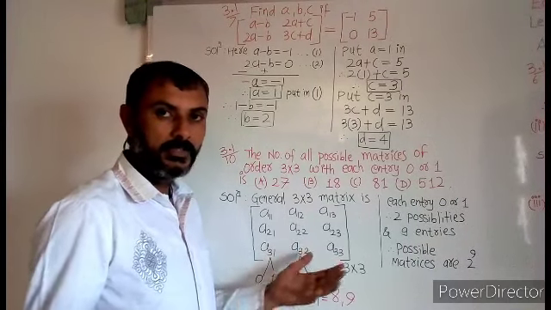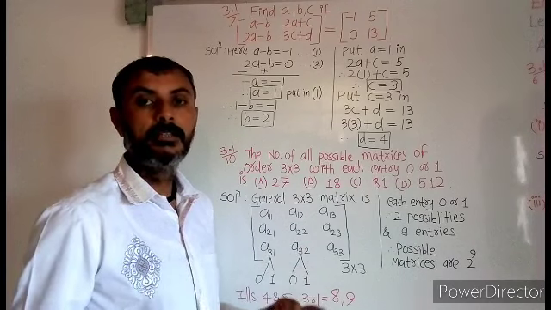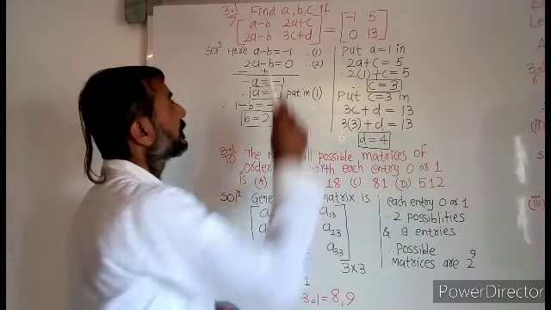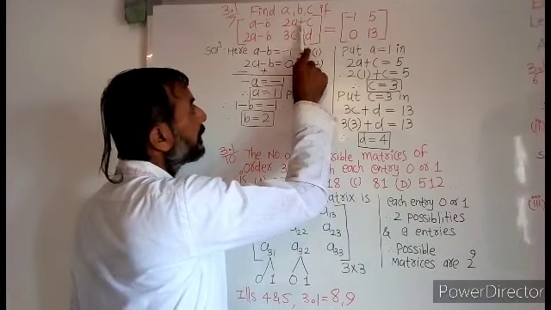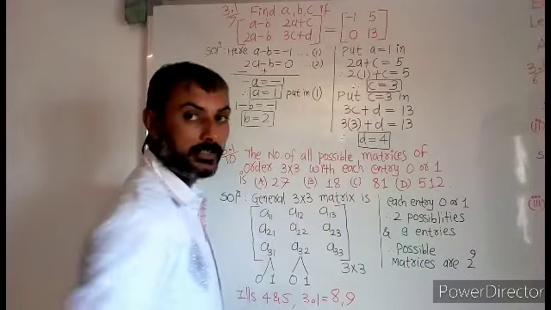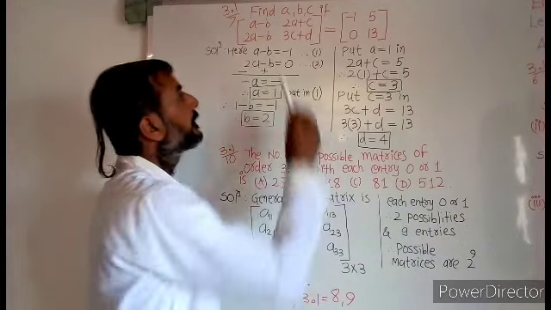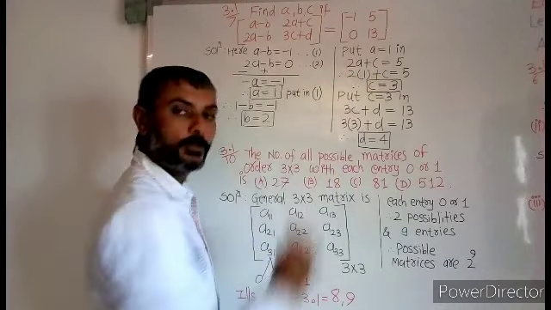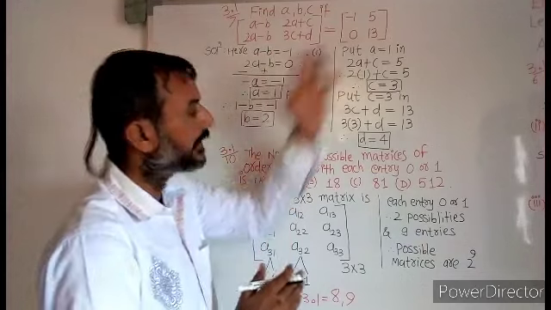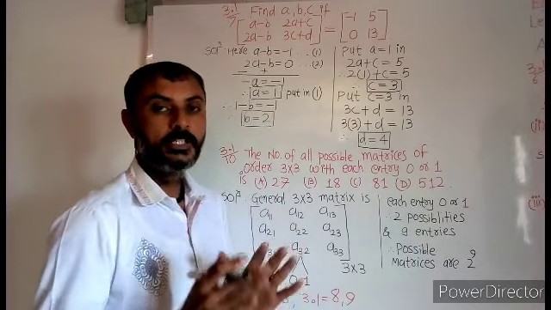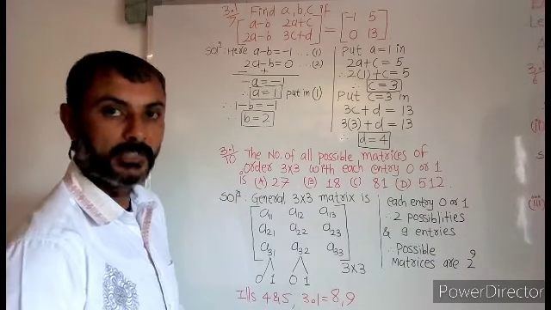We know that if two matrices are equal, their corresponding elements are equal. It means the 1 1 element equals the 1 1 element, the 1 2 element equals the 1 2 element, the 2 1 element equals the 2 1 element, and the 2 2 element equals the 2 2 element. Both are 2 by 2 matrices, so we have 2 into 2, 4 such equations. Let's compare one by one.